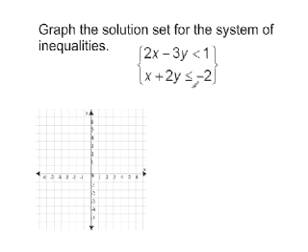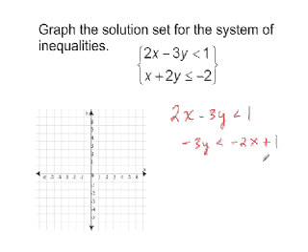So let's graph each of these inequalities independently, again on the same grid. So we'll start with 2x minus 3y is less than 1. And I'm going to solve this inequality for y, get it in slope-intercept form so it's easier to graph. So we would have negative 3y is less than, and we're going to subtract 2x to the other side, giving us negative 2x plus 1.